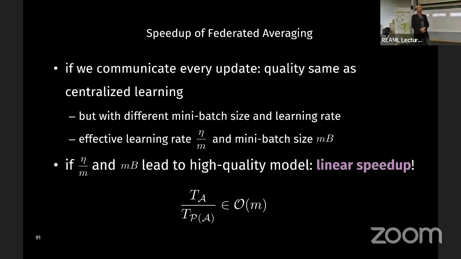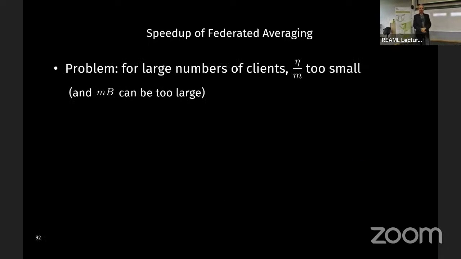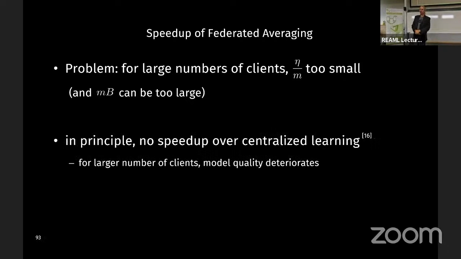The big problem is exactly in the learning rate. For very large problems, this learning rate becomes very small and the batch size becomes very large. This was first noticed by Shamir and Srebro in 2014, where they showed that in theory, you can never, given any number of clients, get the optimal learning rate.